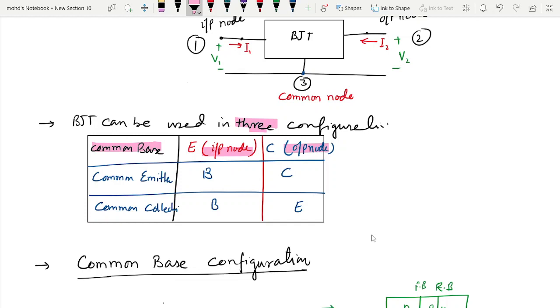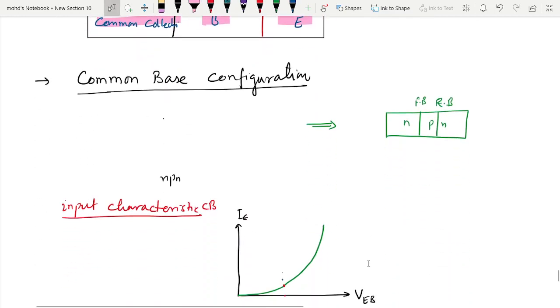The second configuration is called the common emitter. In common emitter configuration, the base is used as the input node and the collector is used as the output node. And in common collector configuration, the base is at the input node and the emitter is at the output node. Let's discuss the common base configuration.